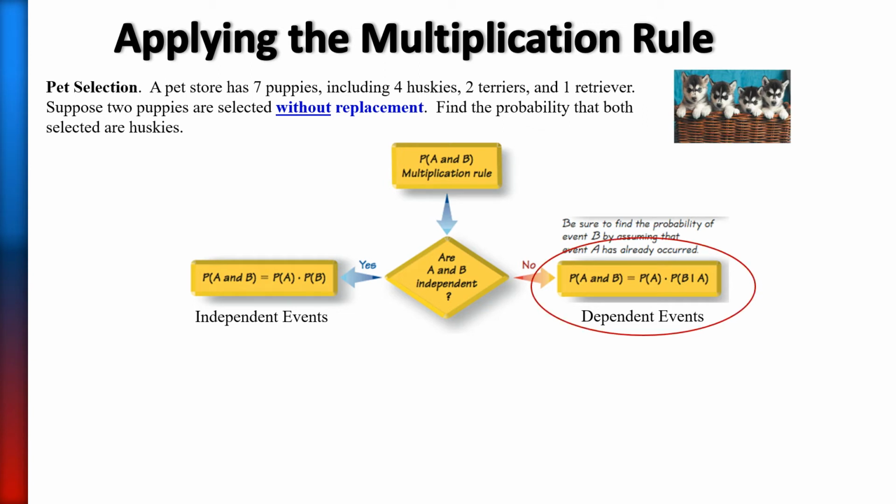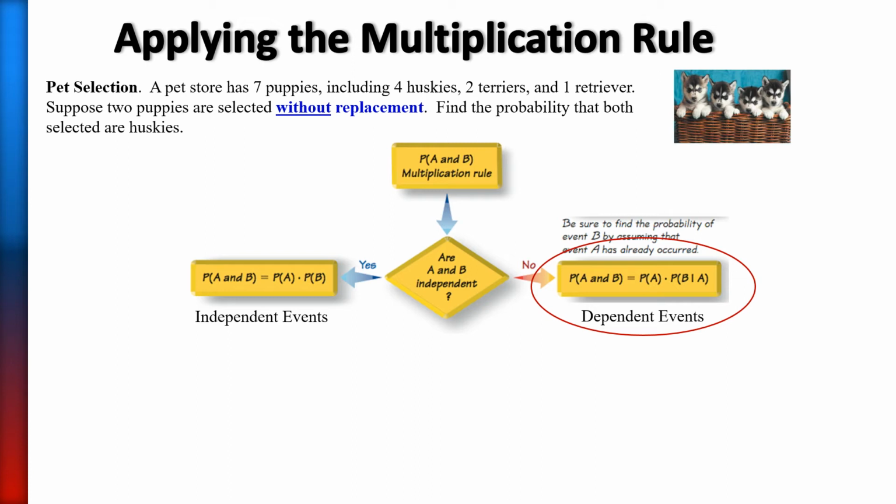And with dependent events, you're going to find the probability of the first event, because the first event is not going to be affected because nothing has occurred yet. However, when you go in the second time, you're going to find the probability of event B given the fact that A has already occurred, meaning you have to account for what you took out with A. Okay, so event A is selecting a husky the first time, and then event B is going in and selecting another husky.